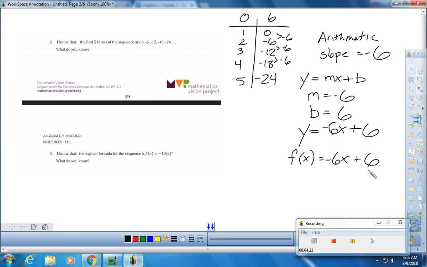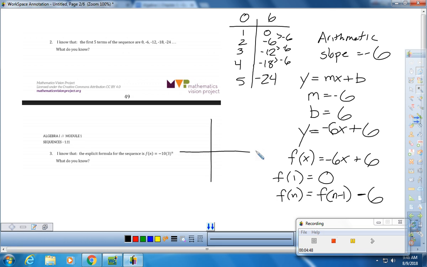Okay? What about our recursive? Well, if f of 1 is 0, f of n is f of n minus 1 minus 6. There's your recursive formula. What would this line look like if we graphed it? Well, we would start at 0 comma 6. And every time we would go over 1, we would go down 6. So 1, 0, it's a very slopey line going down. So again, it's just all of the stuff that we've learned this chapter.